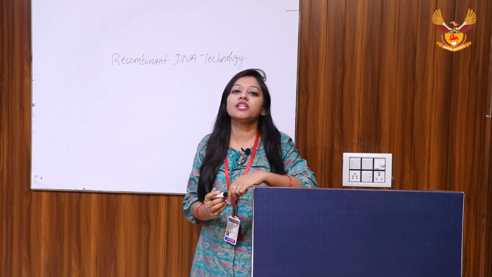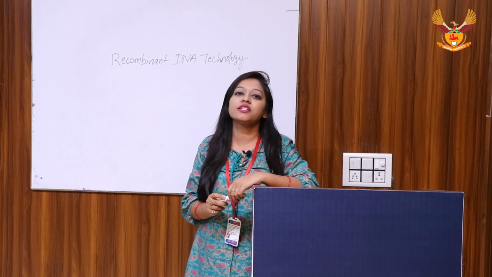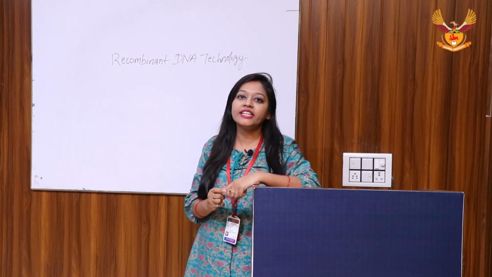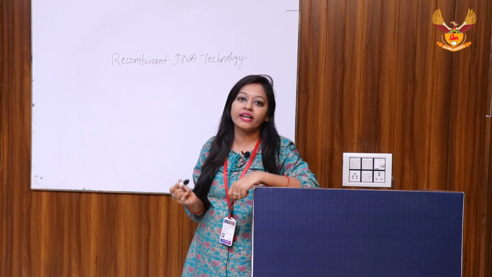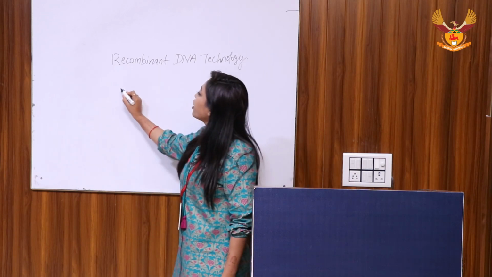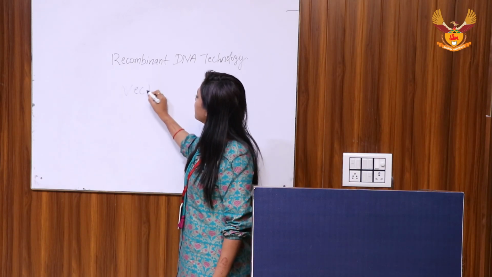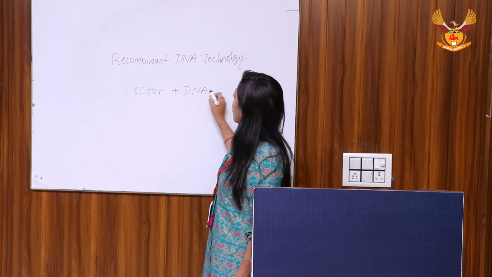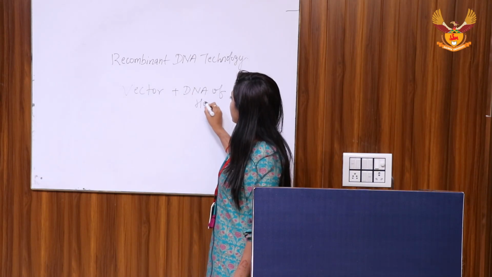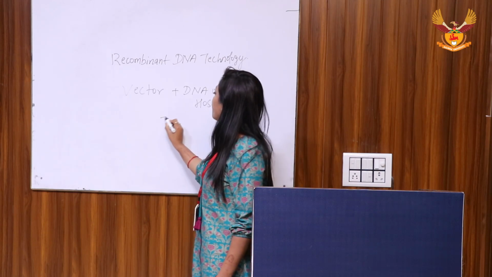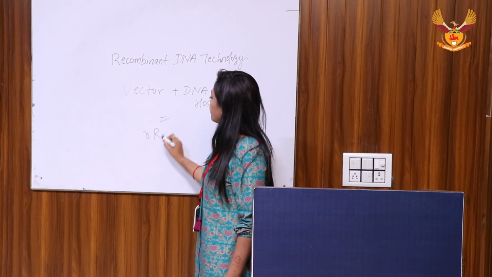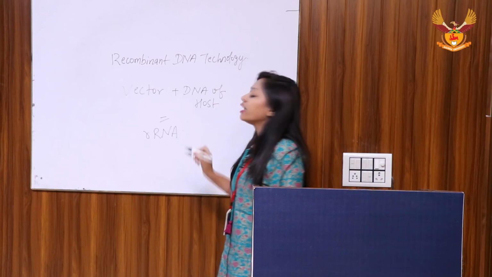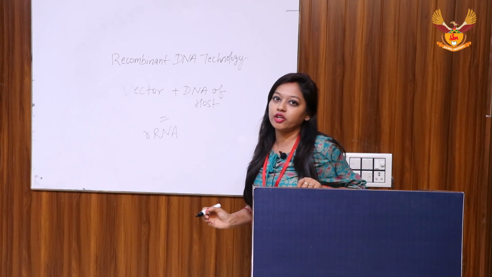Recombinant DNA technology is a technology in which there is a combination of two DNA species of two different organisms. That means a DNA of vector and DNA of host is combined together to form the new DNA. That one is recombinant DNA technology.